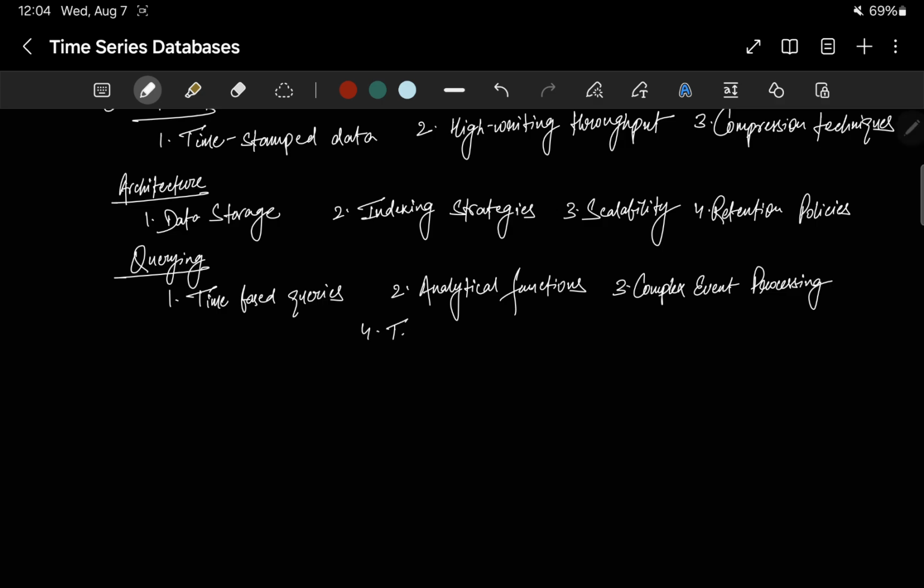And temporal joins. So in scenarios where data sets are temporally related, time series databases often support temporal joins. This feature allows users to correlate data points across different time series, facilitating comprehensive analysis and decision making.